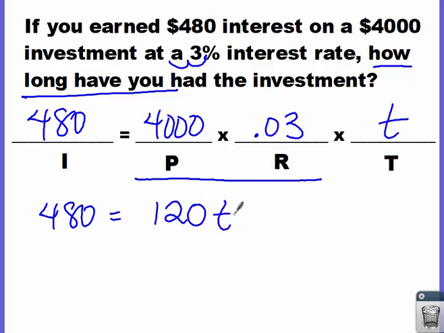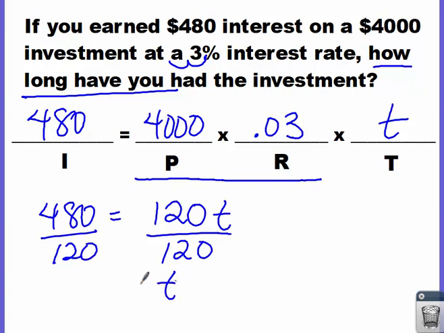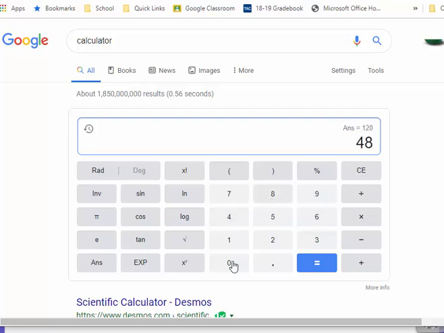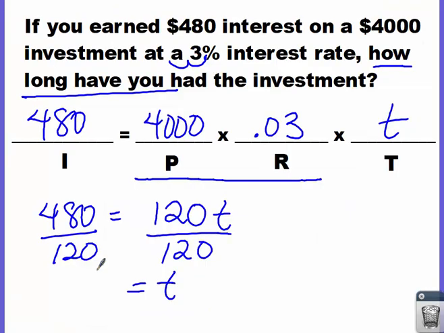So now all it is is an equation. Okay, how do I solve for t? Well, I divide both sides by 120. And I end up with t is equal to, and if we go back to our calculator and do 480 divided by 120, we find out that our answer is 4. Okay, our t is 4. Now what does that 4 mean? Well, what was it asking for? It was asking for how long have you had the investment? So that means my answer is actually 4 years.